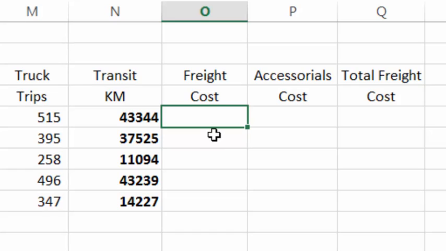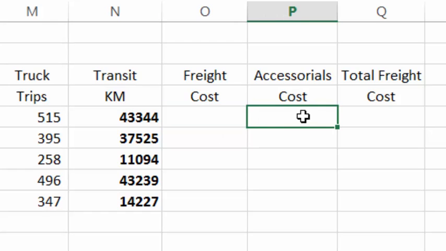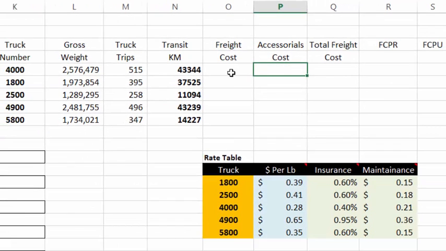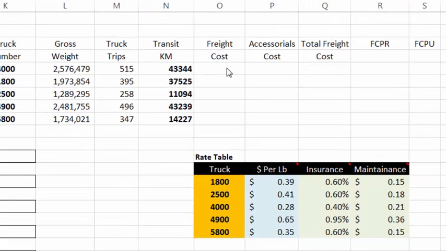Freight cost is the actual cost of shipping these units, right? It includes a lot of things like the distance traveled, the maintenance on the truck to some extent. We're going to add the driver cost, of course, and accessorials are things like insurance or surcharges, or sometimes you have fuel surcharges, distance surcharges, things like that, okay? And we're going to do that using this table over here.